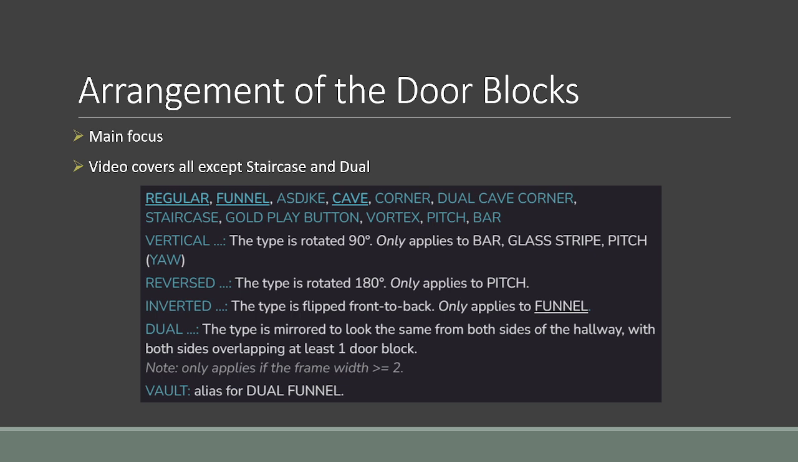So it says the type is mirrored to look the same from both sides of the hallway, with both sides overlapping at least one block. So basically you just mirror a door pattern from the front to the back, so both sides look the same. And then you also have to make sure that it has the least amount of overlapping blocks, I would say, for regulatory standards, I guess. So yeah, that is why I'm not going to talk about the dual pattern. I haven't found a mathematical definition that I can describe it with confidence, although I have a general idea.